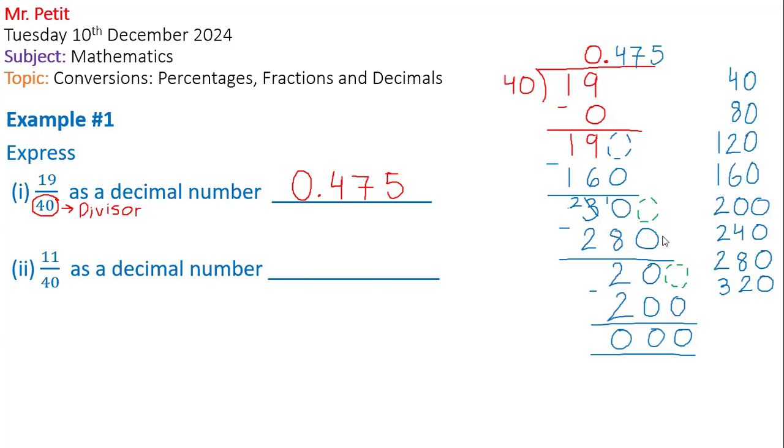Good. How did I get the 280? I did 40 multiplied by what? 7. And that gives me what? 280. And then I subtract, and I'm left with 20. I put another imaginary 0. How did I get the 200? You multiplied 40 by 5. Good, and then 200 minus 200 is what? 0. So my final answer is what? 0.475. Good.